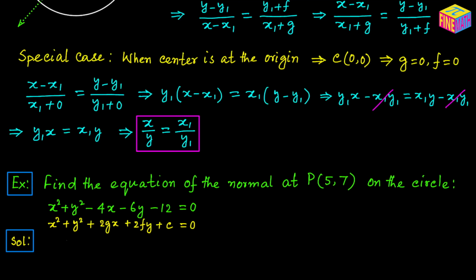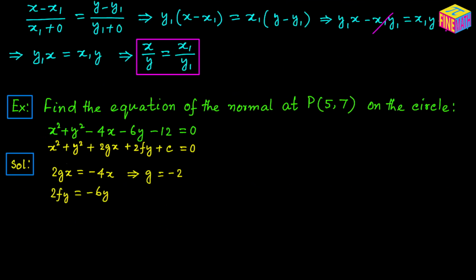Now if we compare them, you can clearly see that 2gx is equal to negative 4x. And from there, what would be the value of g? Well, that would be equal to negative 2. And similarly, let's try to find out the value of f. We can clearly see that 2fy is equivalent to negative 6y. And from there, we find that f is equal to negative 3.